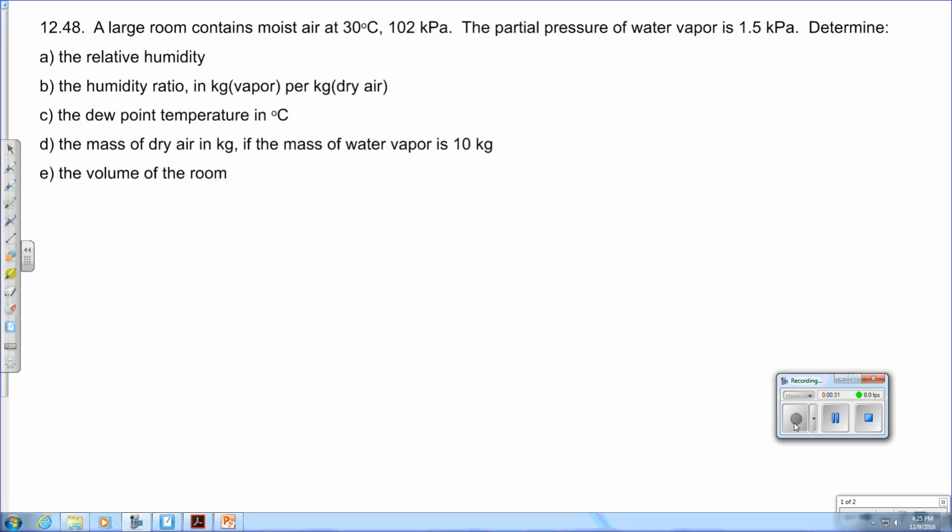C, the dew point temperature in degrees C, D, the mass of dry air in kilograms, if the mass of water vapor present in the air is 10 kilograms, and we need to determine the volume of the room itself.